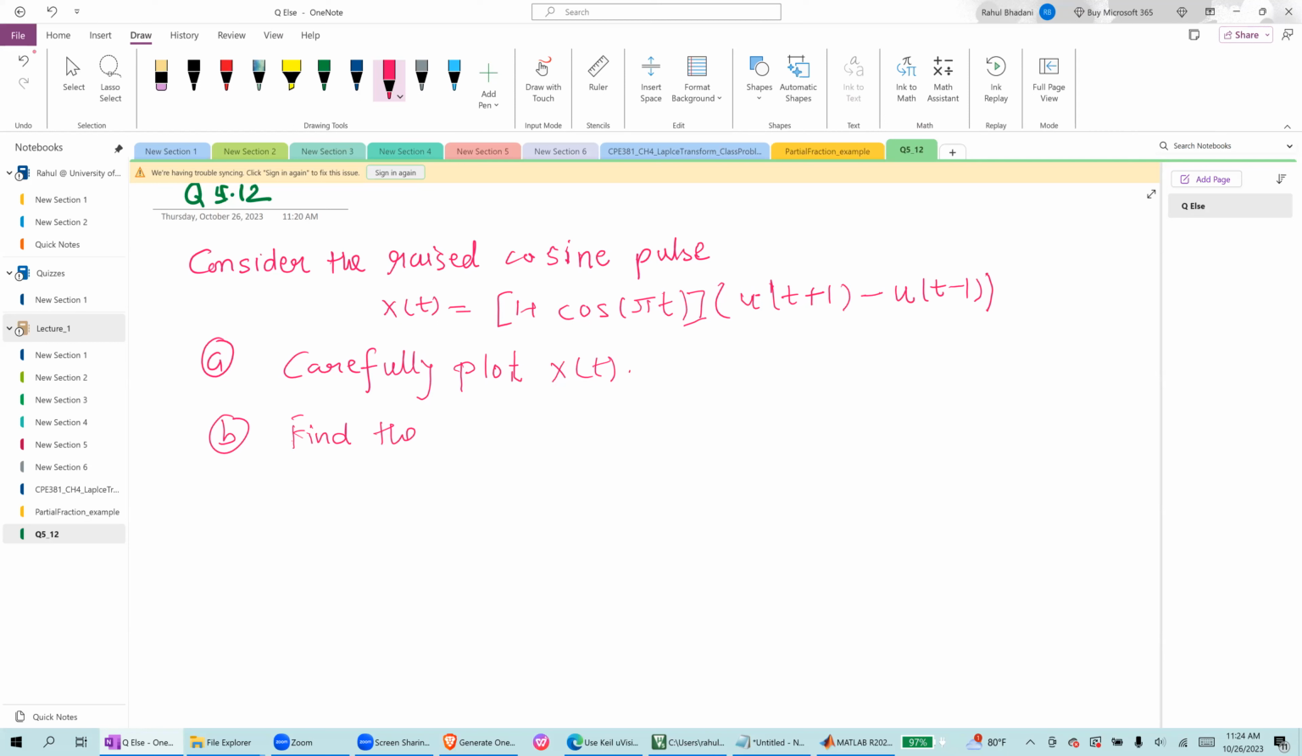Part 2 says find the Fourier transform of the pulse. My touch screen is not really good on my laptop. Basically my fist is also touching the screen and it's behaving awkwardly, so that's why you see the screen jumps. But I will try my best. p of t equal to u of t plus 1 minus u of t minus 1.